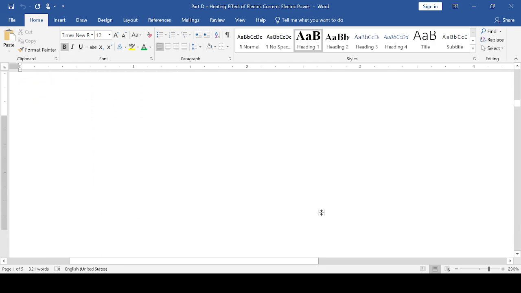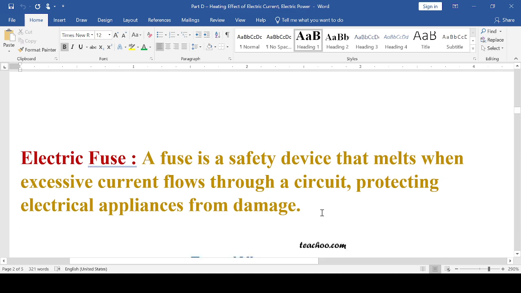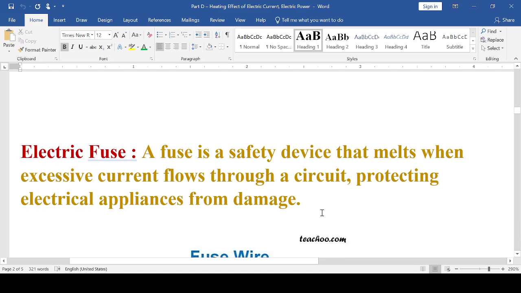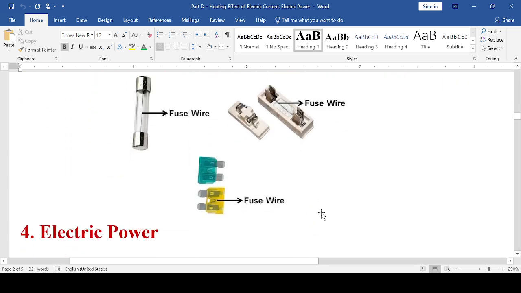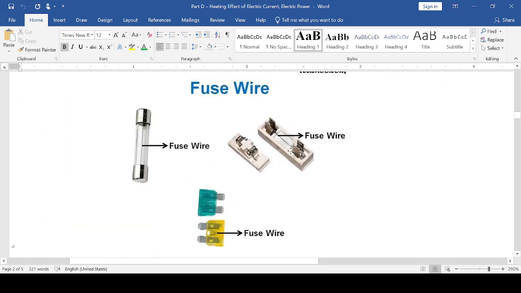The electric fuse. What is an electric fuse? It is a safety device which will melt when excessive current flows. When more current is flowing through a circuit, it protects the electrical appliances from damage. This is a figure. The fuse wire gets heated up and disconnects. If it is disconnected, the current supply will stop.